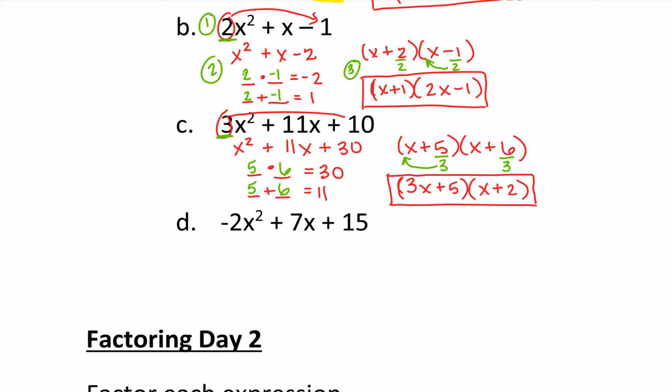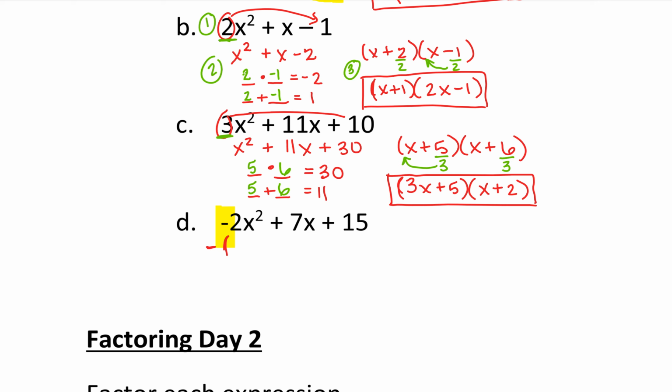Okay, D. One more practice round doing it. Negative 2, 7, and 15. Do they have anything in common? No. But I should pay attention. It had a negative. I don't want a negative in the front.